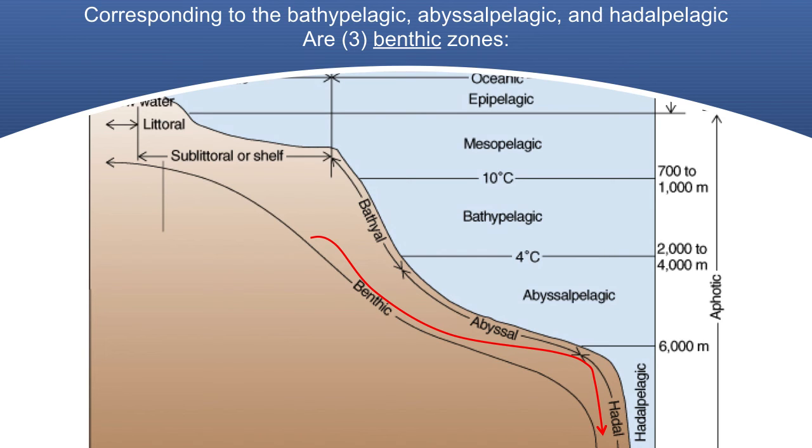Corresponding with these pelagic zones, there are 3 benthic zones. So the basal zone, which is the ocean bottom on the continental slope and rise. The abyssal zone, which, like I mentioned, is the ocean bottom associated with the abyssal plains. And the hadal zone, or the ocean bottom associated with trenches.